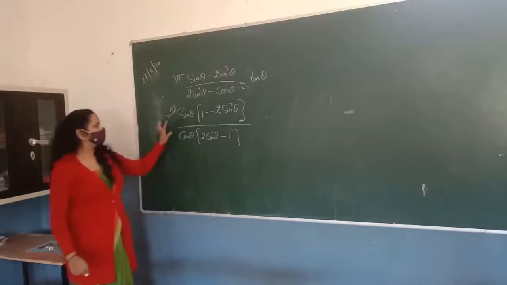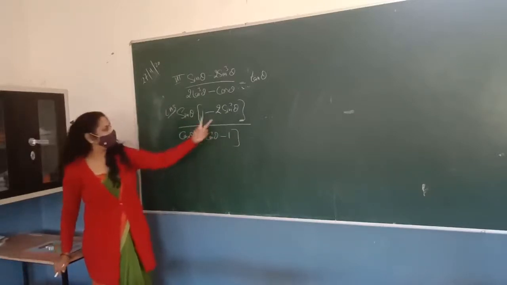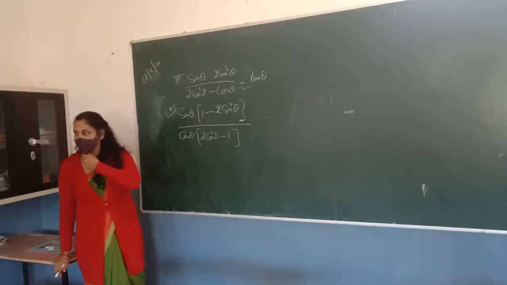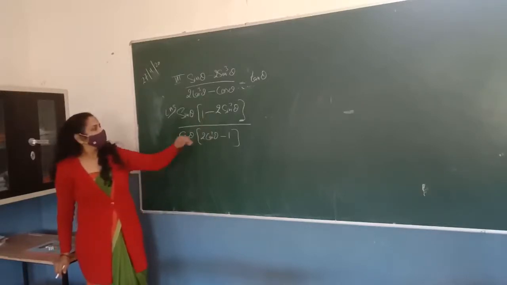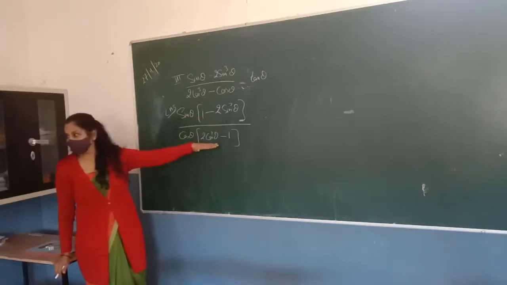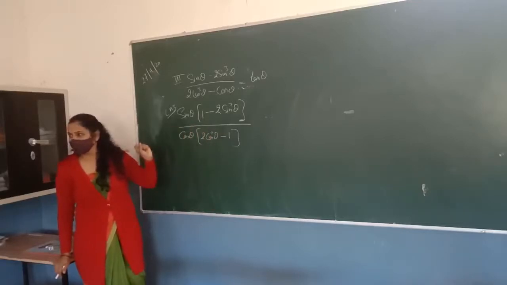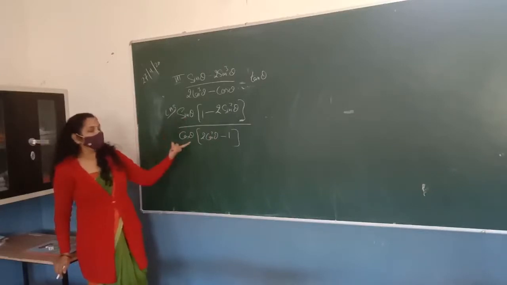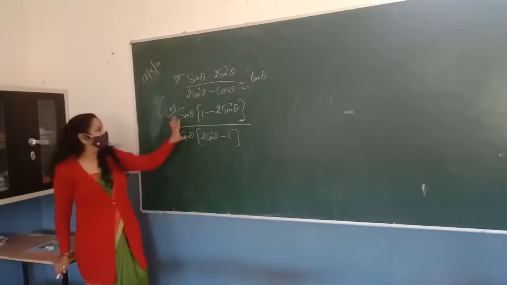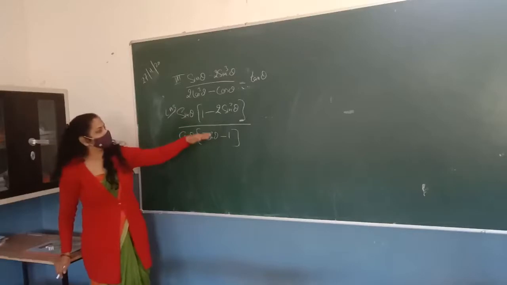Now we know that we need only sin upon cos. It means these terms should be cancelled out. So how can we cancel out these terms? Here is 1 minus 2 sin square theta and in the denominator we have 2 cos square theta minus 1. What should we do? In the answer you need sin upon cos, that is, tan. That is our answer. So this should cancel, only then we will get tan theta. So how can this be cancelled?